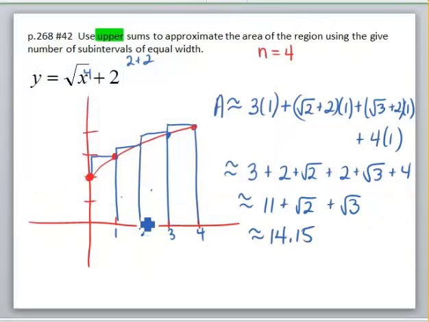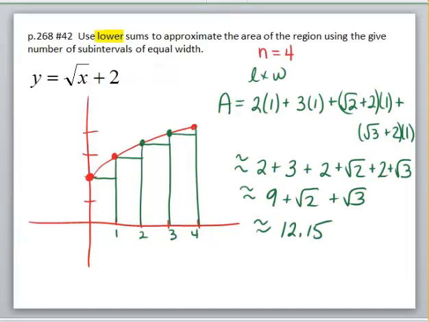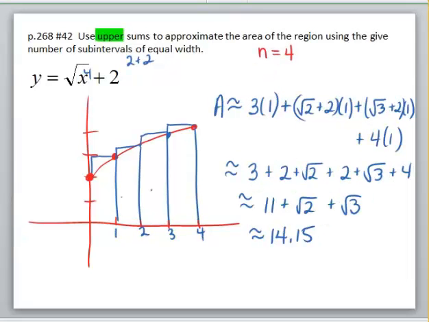So the last approximation was 12.15, and this approximation is 14.15. So maybe we'd say the actual area under the curve is about 13.15. We still don't really know because these are just approximate areas underneath the curve.